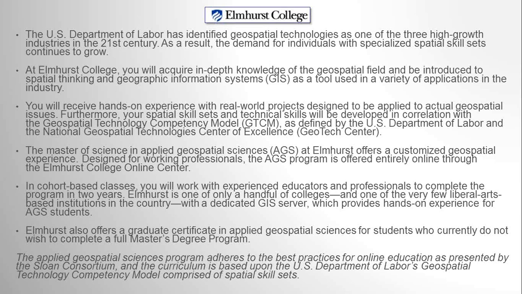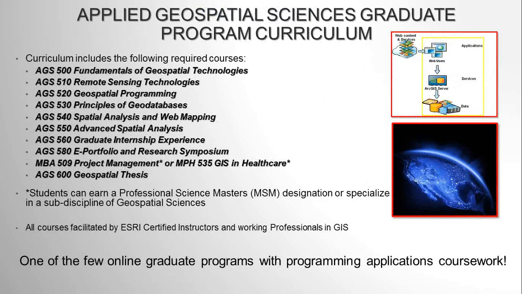We also offer a graduate certificate program in applied geospatial sciences for students who may wish to only complete a portion of the full master's degree program, and that includes a total of 6 courses. There are a total of 10 courses in the full master's degree program, and there are 6 in the graduate certificate program. I might add that the Applied Geospatial program adheres to the best practices for online education as per the Sloan Consortium, and much of our curriculum is based upon the U.S. Department of Labor GTCM model comprised of the spatial skill sets for GIS and working professionals.